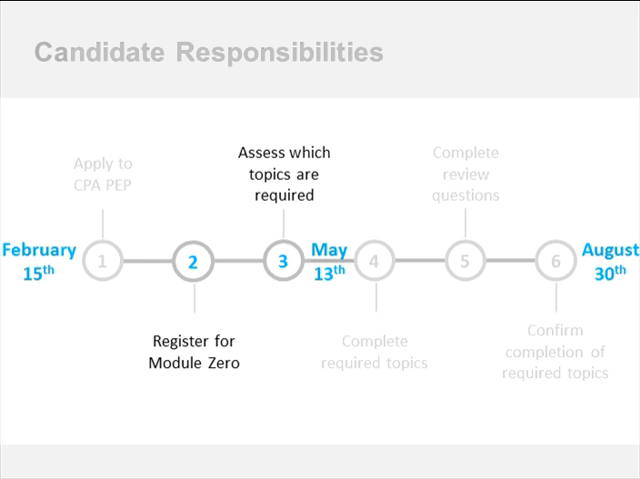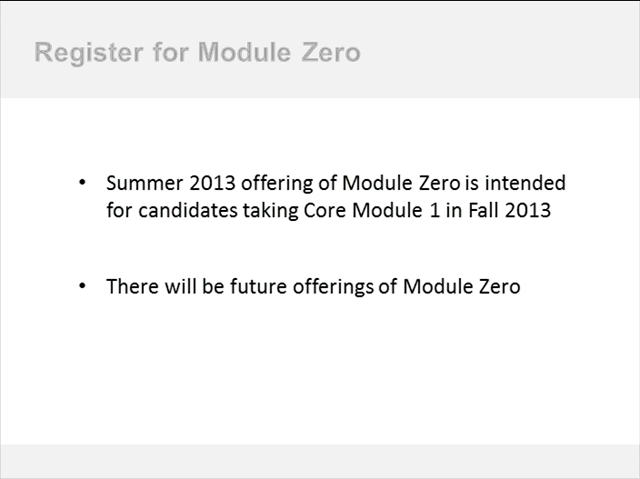So we'll start with talking a little bit more about registering for Module 0 and assessing which topics are required. This summer offering of Module 0 is intended for candidates who are going to be taking Core Module 1 in the fall. As we mentioned earlier, there will be future offerings of Module 0, at least until the CPA prerequisite courses are established at post-secondary institutions. At that point, there will no longer be a need for Module 0, because those courses will contain the specific subject area coverage that's required for entry into the CPA program.